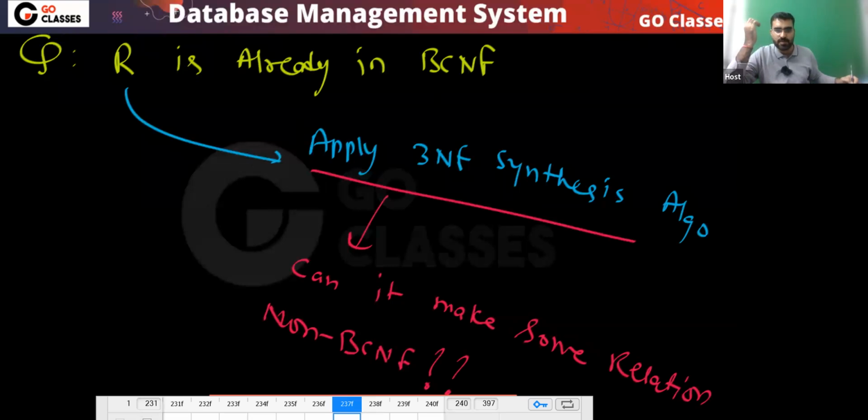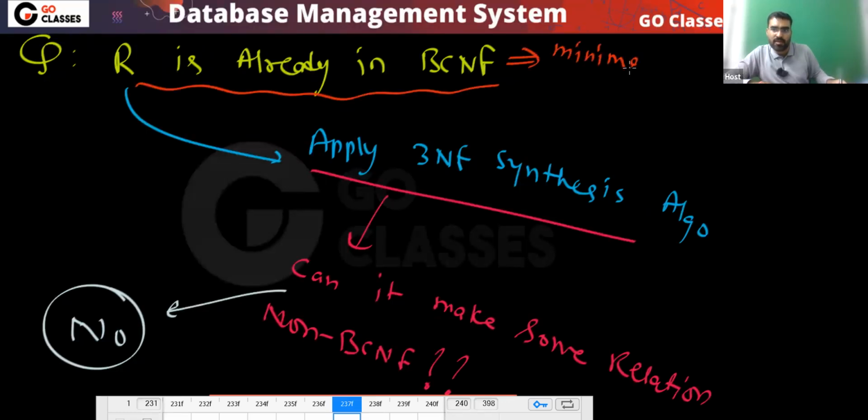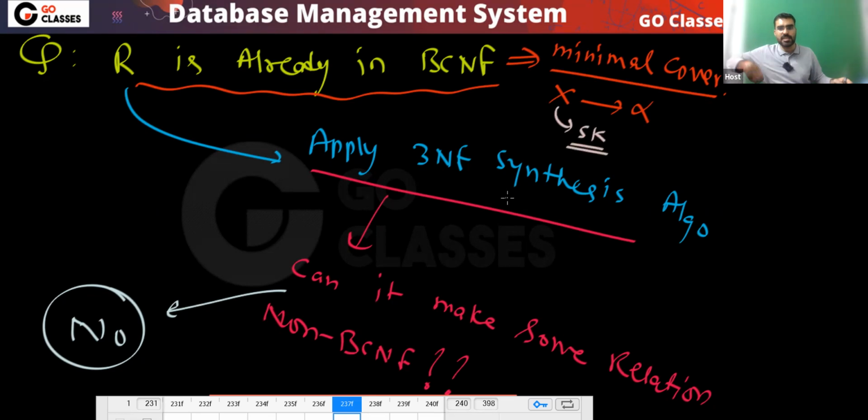Because your relation is already in BCNF, right? So the answer will be no, because you are already saying that your relation is in BCNF. It means in the minimal cover, whatever you do, you find the minimal cover, and whatever is there, this X will be a super key. Agree or not, Nikhil? This X will be a super key.